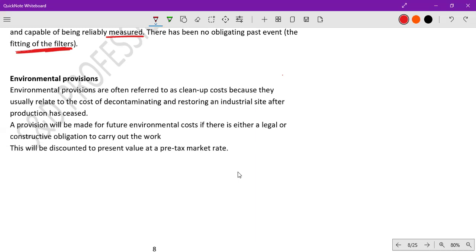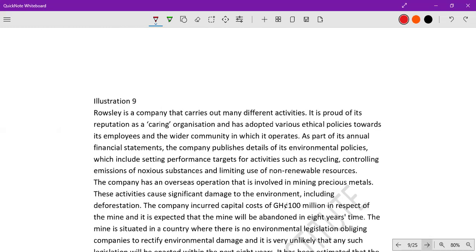So what is the discount rate to use? The discount rate to use is either the discount rate at that time or the incremental borrowing rate. It should always be the pre-tax rate, just as we do for impairments.